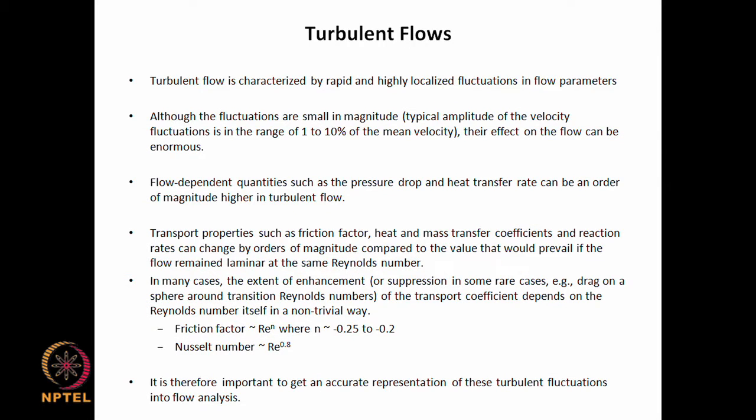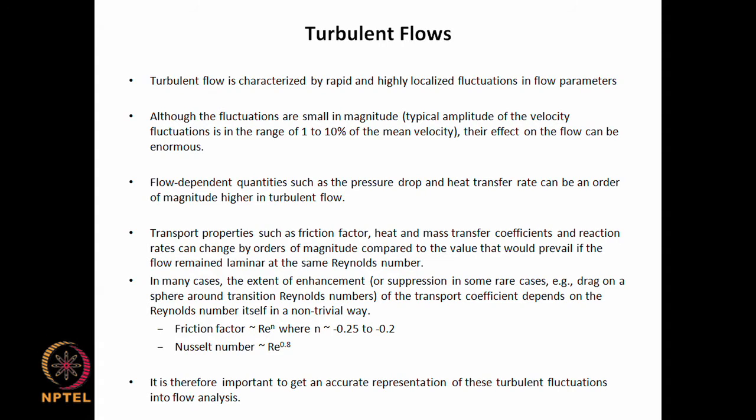In some rare cases there is suppression instead of enhancement. For example, the drag on a sphere around transition Reynolds numbers decreases as you go from laminar flow to turbulent flow. That is a rare case, and we know why that is so, but typically we have an enhancement of the transport rates and transport coefficients, and this enhancement depends on the Reynolds number in a non-trivial way. It is not like a multiplicative factor of 10 or 50 or 100. That multiplicative factor value itself depends on the Reynolds number, in a non-trivial way.